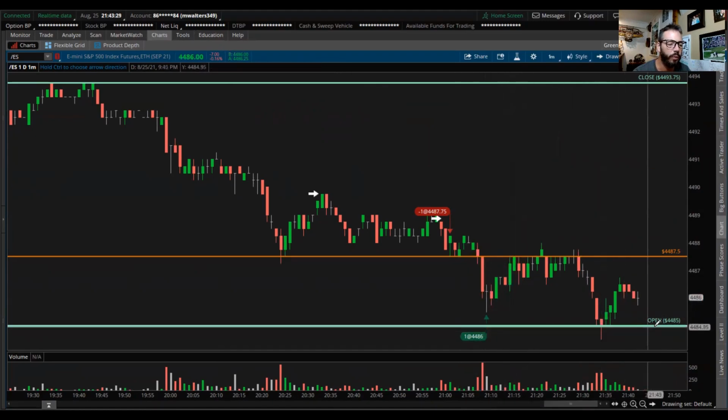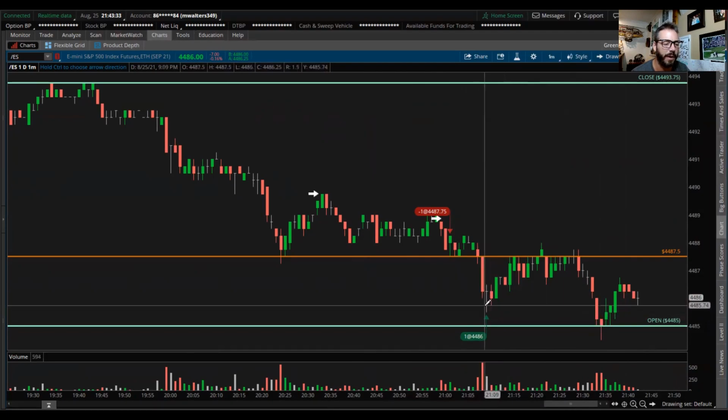I also knew we had this key level down here. So when I took my profit at 44.86, I was within striking distance of this level.